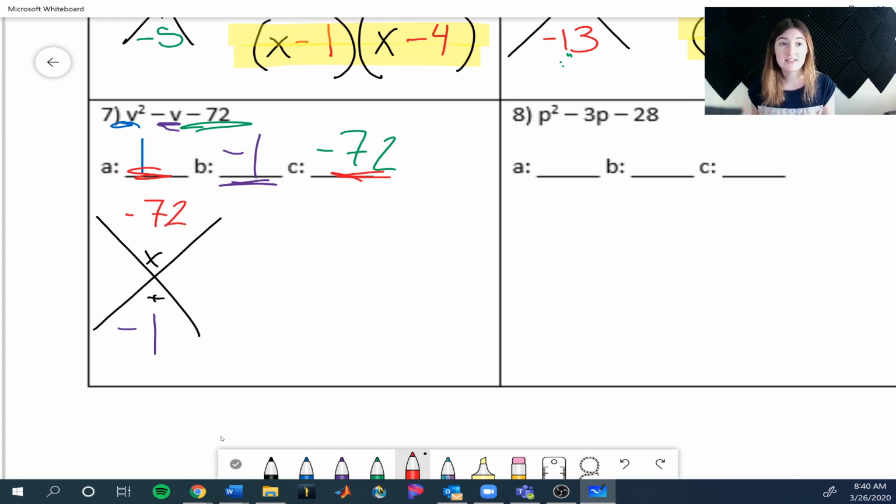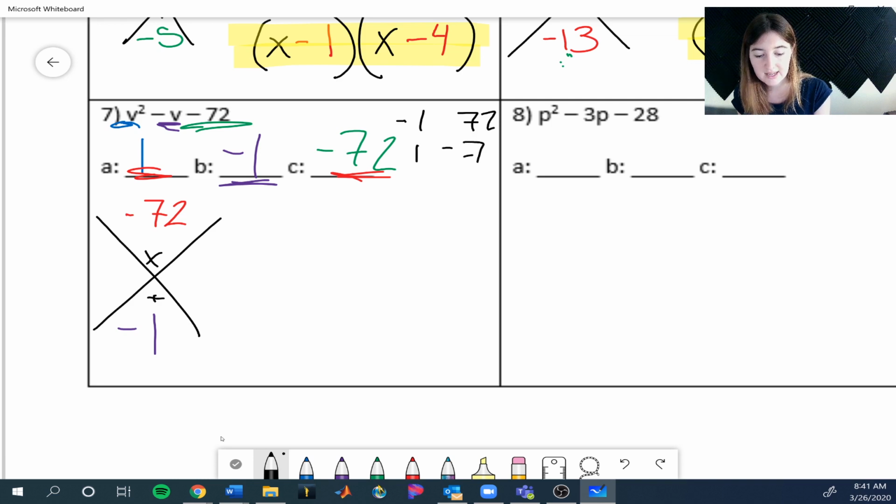So I've got to start listing out my factors of 72, but it's got to be a negative 72. So remember, two positives make a positive, two negatives make a positive, one positive and one negative makes a negative, and one negative and one positive makes a negative. So let's list out our factors again. Let's see, we could have 1 and 72, which makes 72, but we need a negative 72. So that means we could have negative 1 times 72, or 1 times negative 72.